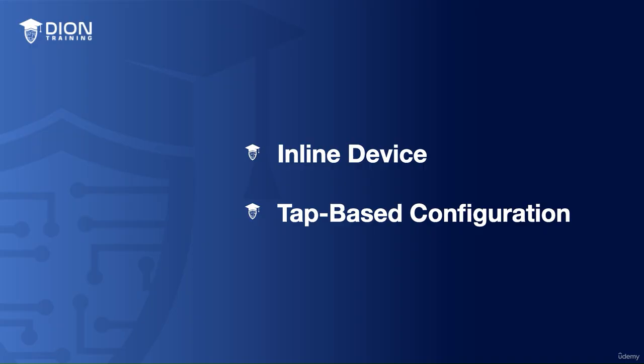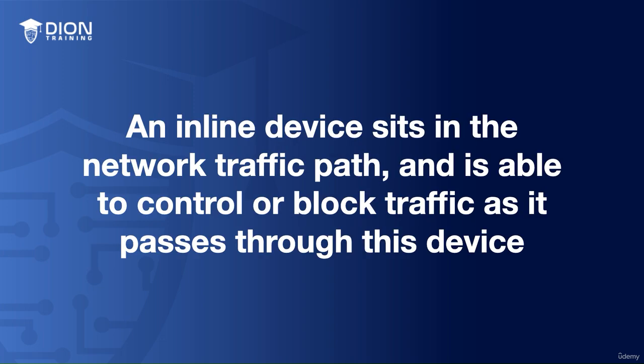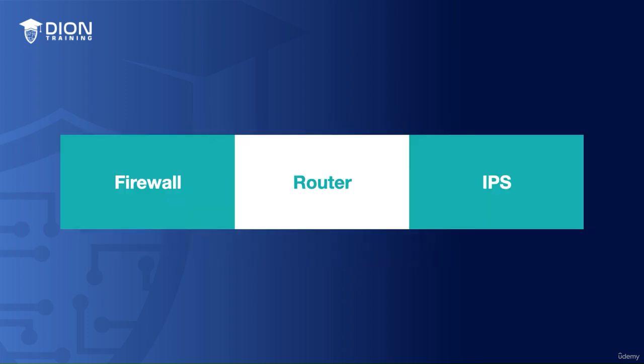Network security devices can be installed as either an inline device or a tap-based configuration. Now, an inline device is going to be positioned directly in the path of the network traffic, and they have the capability to influence or block traffic as it passes through the device. This makes an inline device, like a firewall, a router, or an intrusion prevention system, a really critical tool for tasks like filtering malicious traffic or optimizing our data flows.